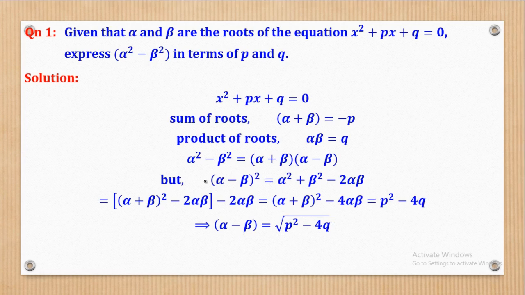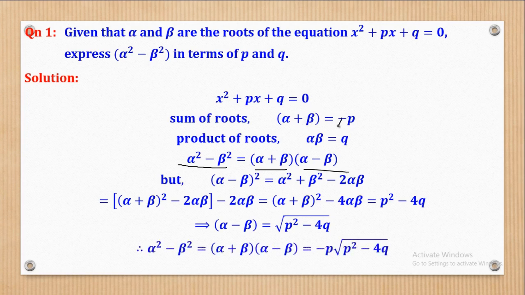Then from there we shall remember that the given expression was this, which was sum and difference. Therefore, the good thing we already know the sum is negative p, so here we shall put the sum, which is negative p, and difference, which is square root of p squared minus 4q, and that is what they wanted.